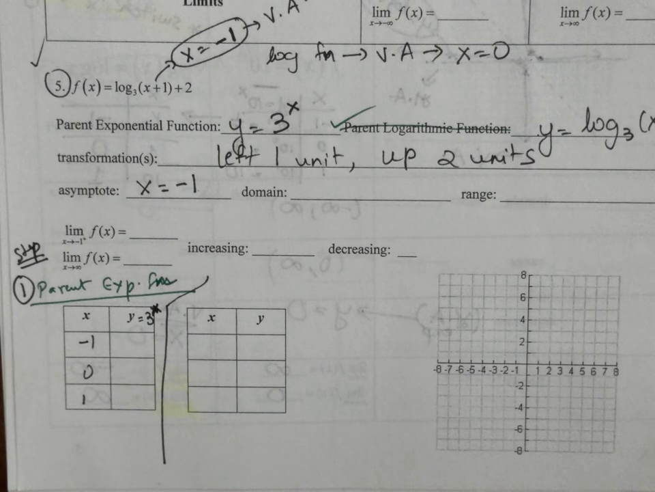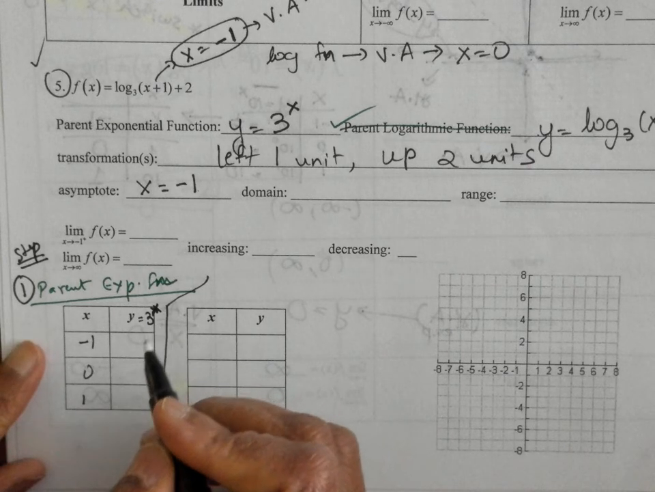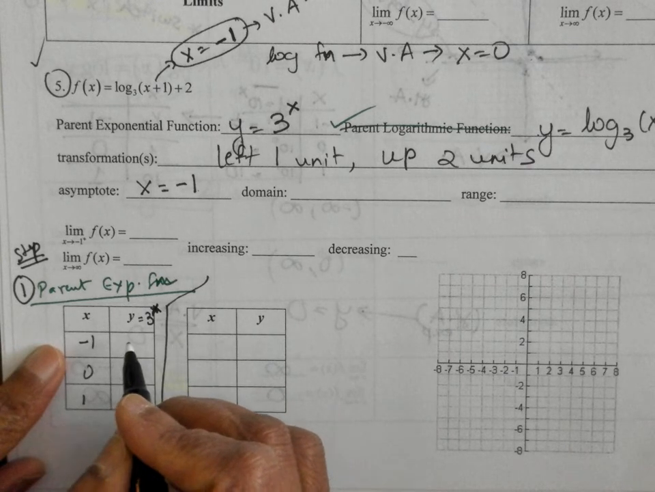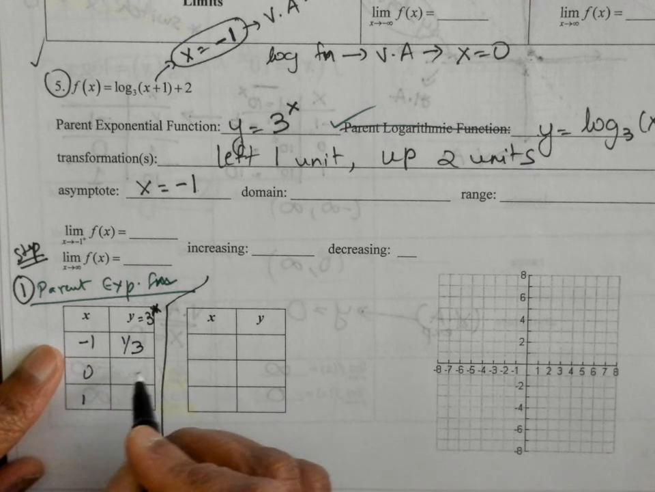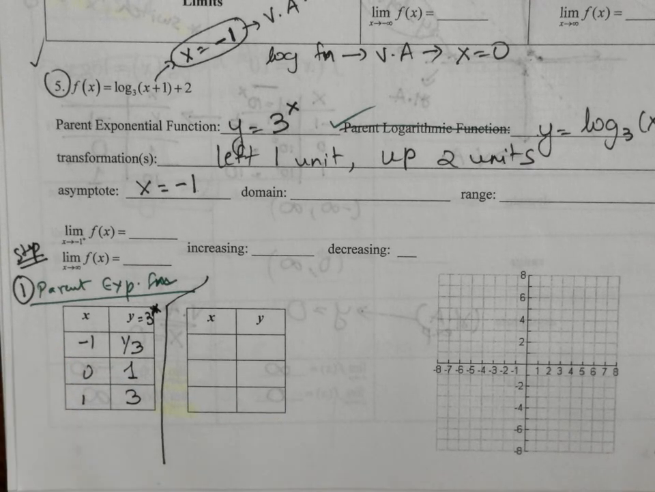Can we fill in the y values for the exponential? Please let me know if you got these 3 values, if you did okay with this table. 3 to the power of -1 is 1/3, 3 to the power of 0 is 1, 3 to the power of 1 is 3.